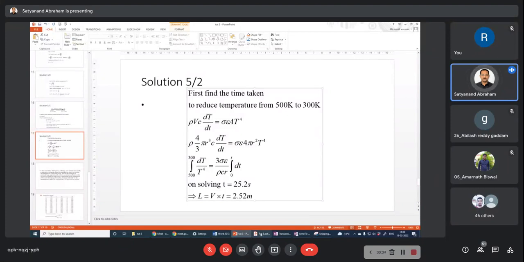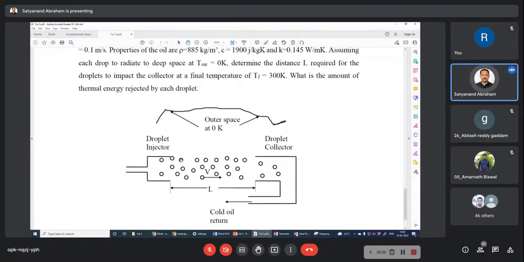So we have now found the time taken for a droplet to reduce its temperature. With the condition of radiation, what is the time taken for the droplet to change its temperature from 500 Kelvin to 300 Kelvin? So now we have found the time variation.